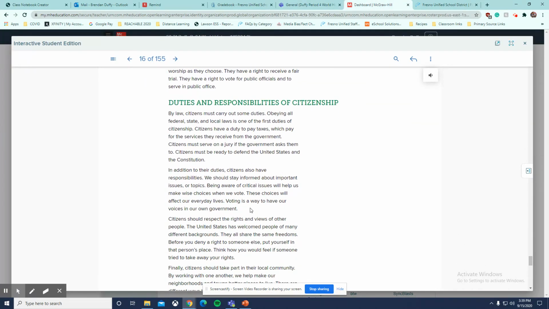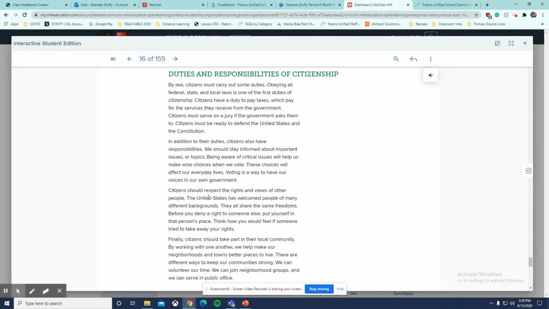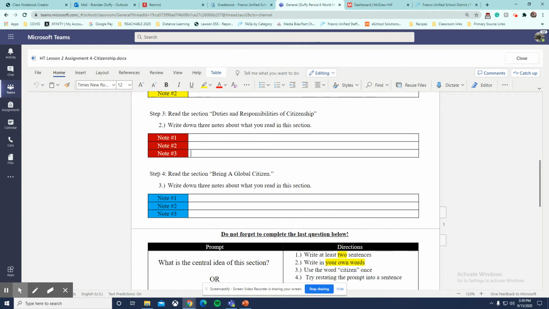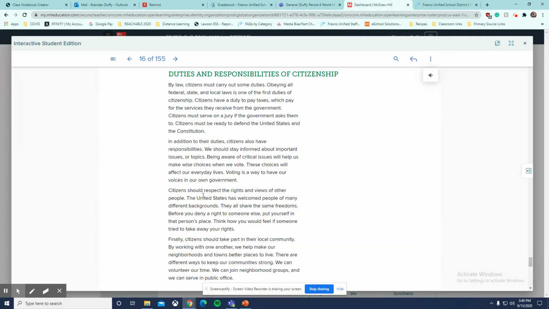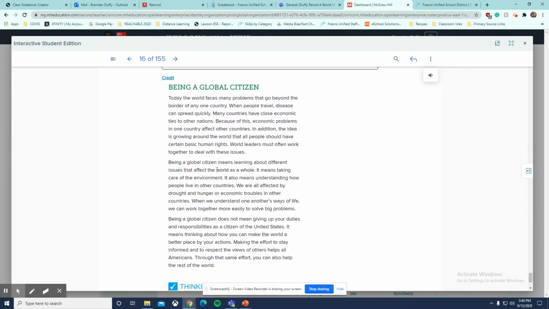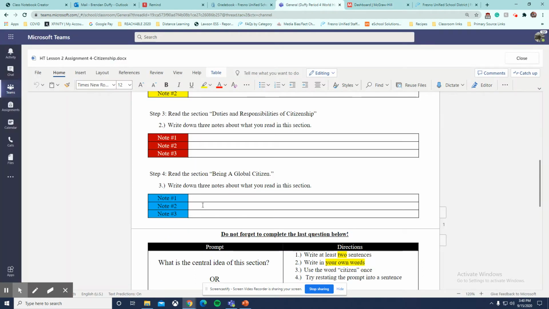So this section's a little longer. 1, 2, 3, 4. Yeah, 4 paragraphs. So you have to do 1, 2, 3 notes. So there's 3 pieces of information that sound important to you. Step 4, read the section Being a Global Citizen. Okay, this is also a little longer, 1, 2, 3. You're going to cite 3 notes for this section.